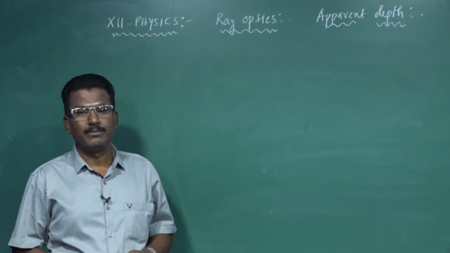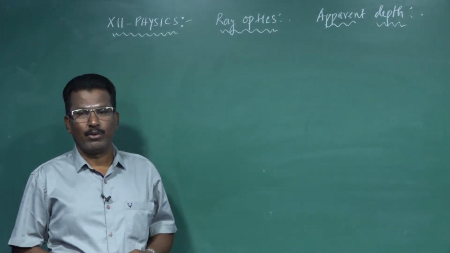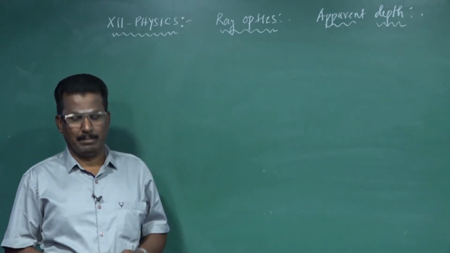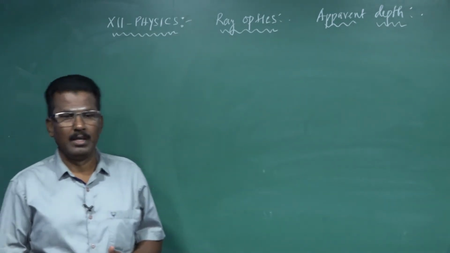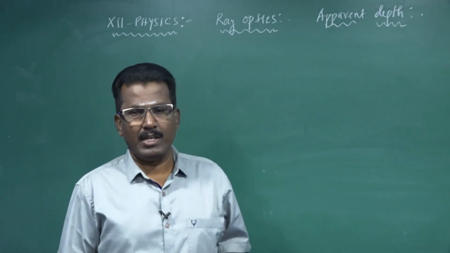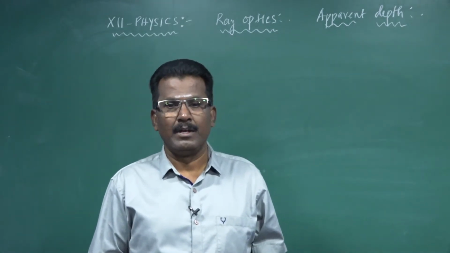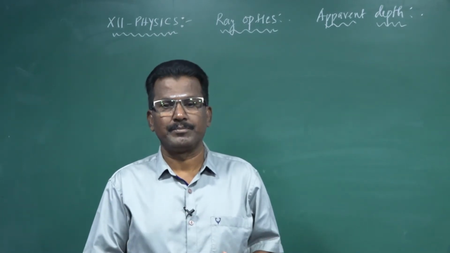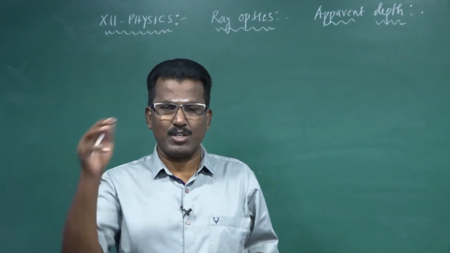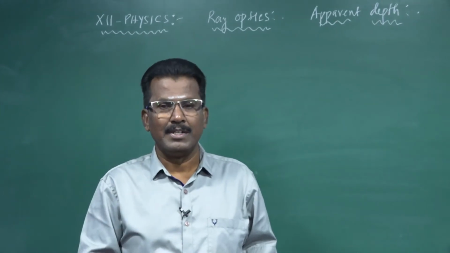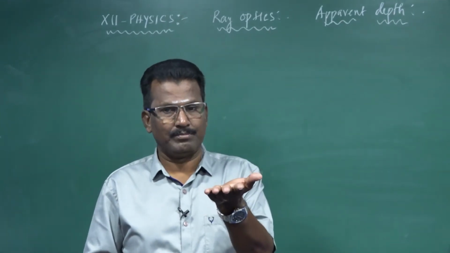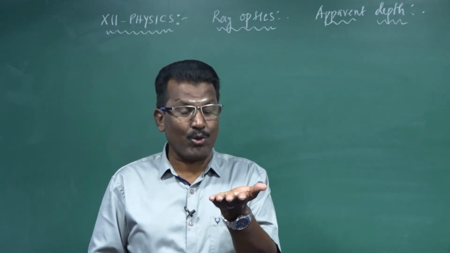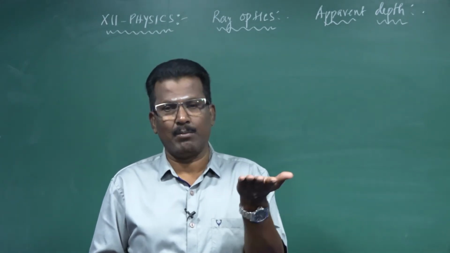Hello my students, today we are going to see another topic of ray optics, apparent depth. Generally, you can see any object placed at the bottom of the beaker. If water is poured in the beaker, the object should be raised, but actually the object is not rising, it only appears to rise from the bottom, from its original height.